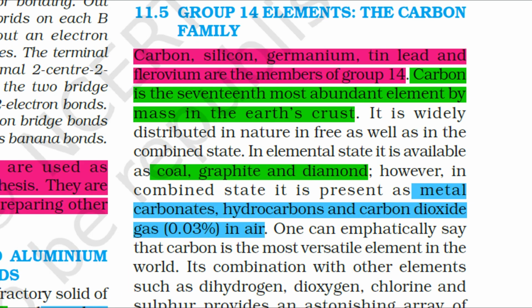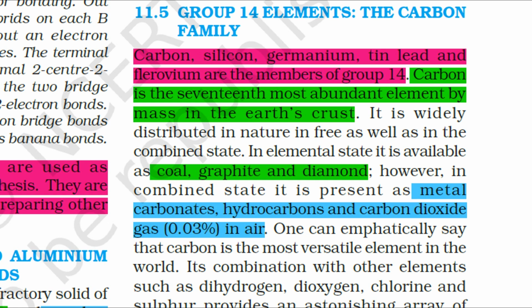11.5 Group 14 elements, the carbon family. Members of this group are carbon, silicon, germanium, tin and lead. Carbon is the 17th most abundant element by mass in earth crust, and as we saw in the boron family, the most abundant element in earth crust is oxygen, that is 45.5%. Second is silicon, that is 27.7%. Third is aluminium, that is 8.3% by mass. And here carbon is the 17th most abundant element, so remember that.